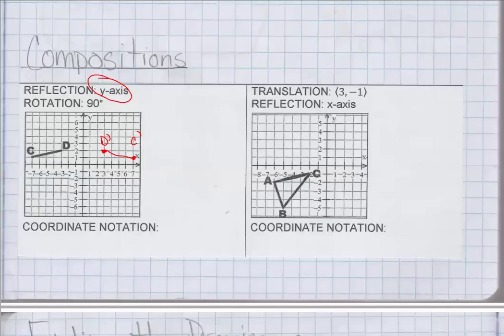Oh, I forgot to write how it changed. So x, y, and then for a y-axis reflection, your x's change signs and your y's stay the same.